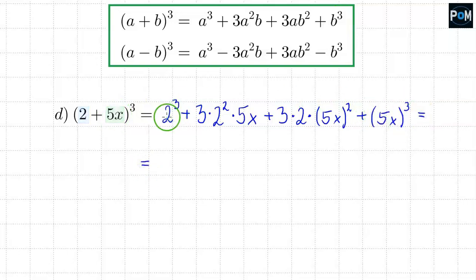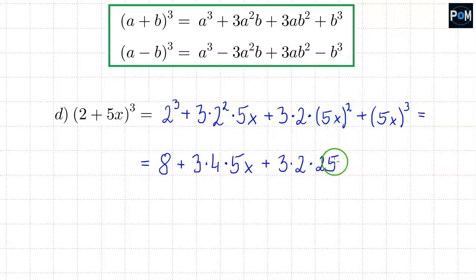We exponentiate 2 to the third power, which is 8, plus 3 times 2 to the power of 2, which is 4, times 5x. We rewrite 3 times 2. Here we raise 5 to the power of 2, which is 25. x to the power of 2 also needs to be raised, which is x squared. And final exponentiation. We raise 5 to the power of 3, which is 125. We raise x to the power of 3, which is x cubed.